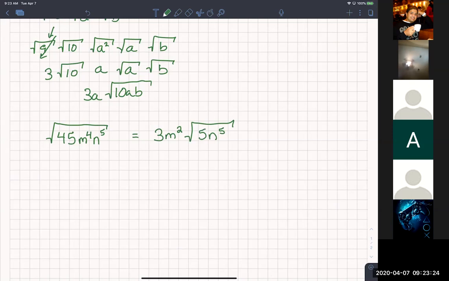Okay, so let's walk through this. This is partially correct, it's not totally correct. So first, separate everything. Now, 45 separates into 9 and 5. Remember, I'm looking for factors, one of which is a perfect square, all right?